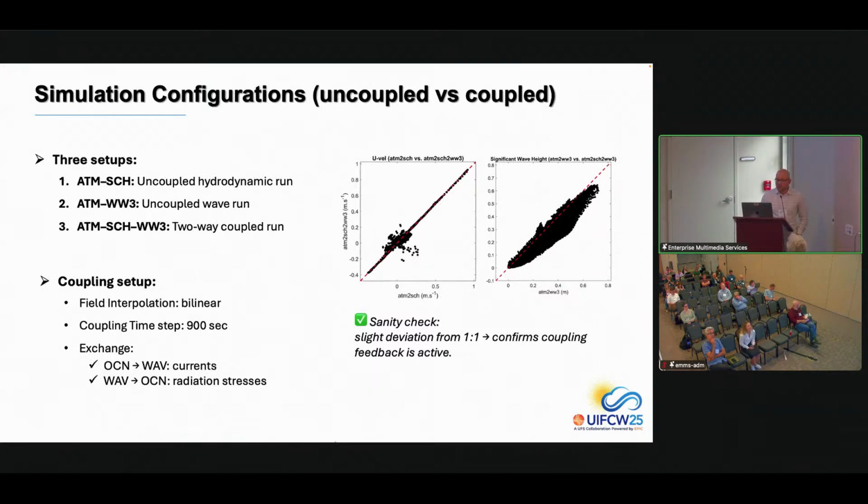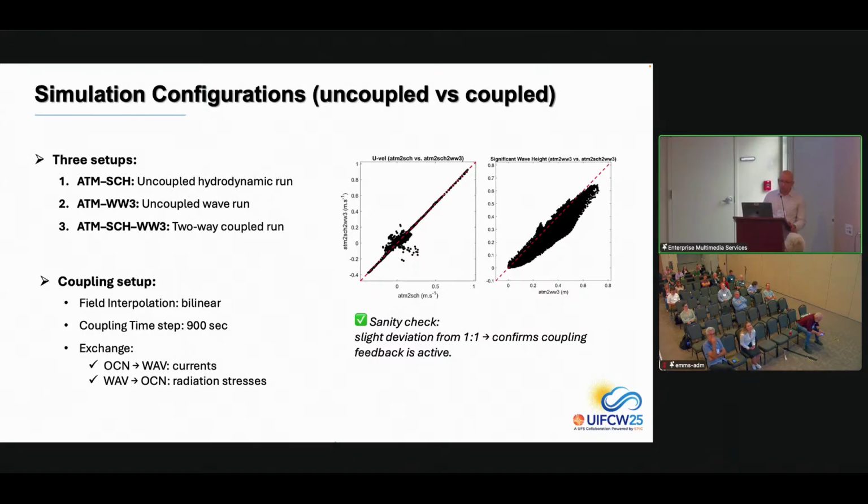We tested 3 setups: uncoupled hydrodynamics, uncoupled wave, and a two-way coupled system. Coupling was set up with bilinear interpolation at 900-second interval, exchanging currents from SCHISM to WaveWatch and radiation stress back. The first thing we did was to confirm that the coupling was functioning, so we compared the coupled and uncoupled output.